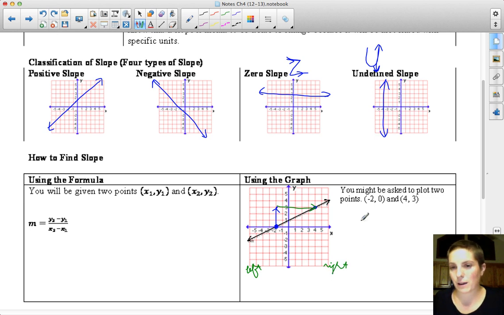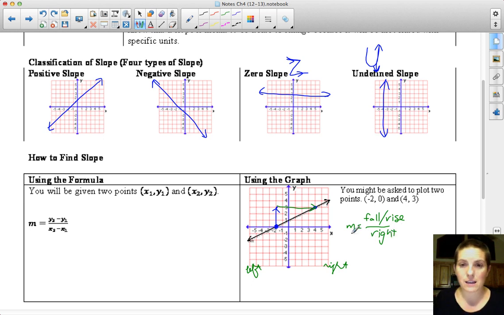Always read from left to right. And when we go to find slope, remember we use m, we always put how much did I fall or rise over how many units did I move to the right.